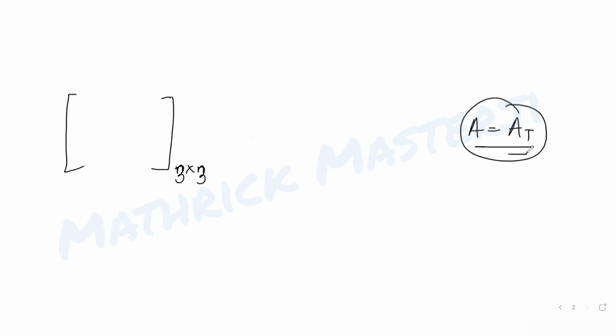First of all, the definition of symmetric matrices: a symmetric matrix is basically a square matrix, which has the same number of rows and columns. In this case, it is 3 cross 3, so you have 3 rows and 3 columns, and it is equal to its transpose. Means A and A transpose are equal to each other. Means if a matrix has to be symmetric, the element at row i and column j must be equal to the element at row j and column i. So I can write that as Aij equals Aji.